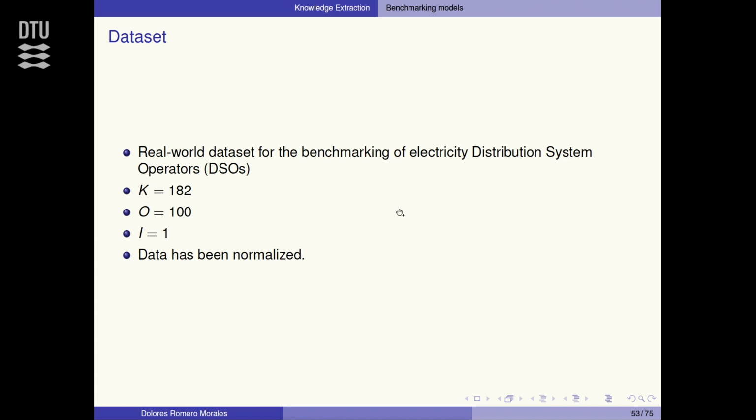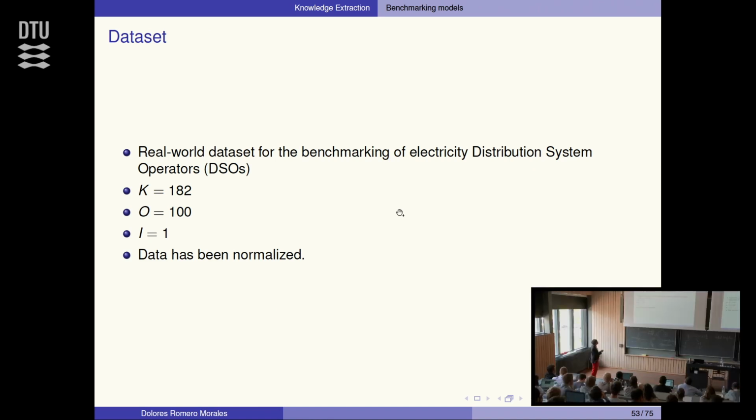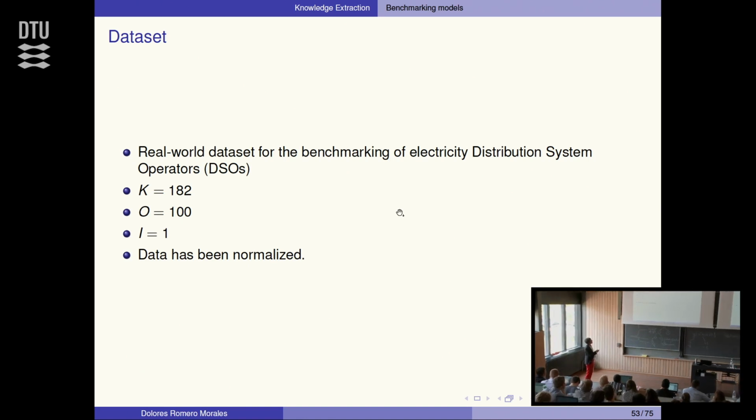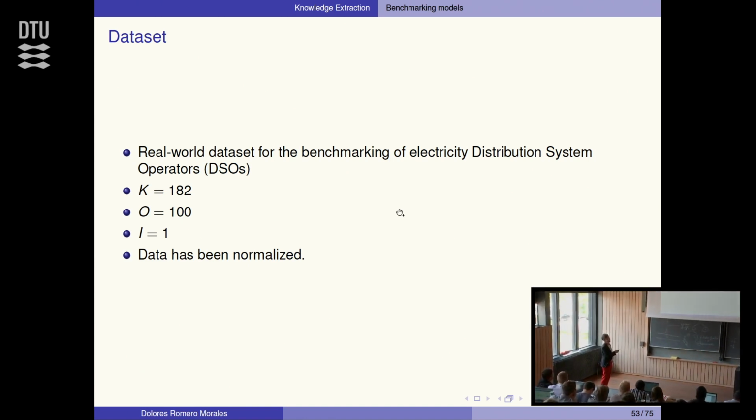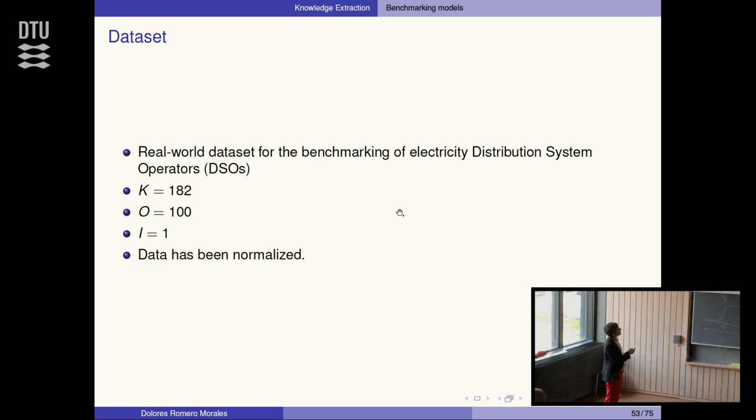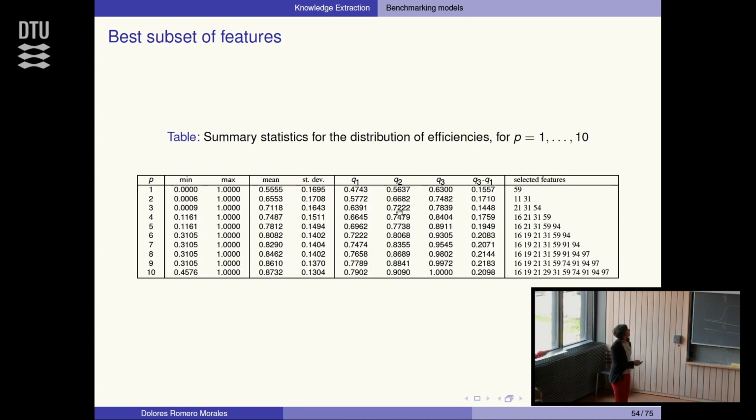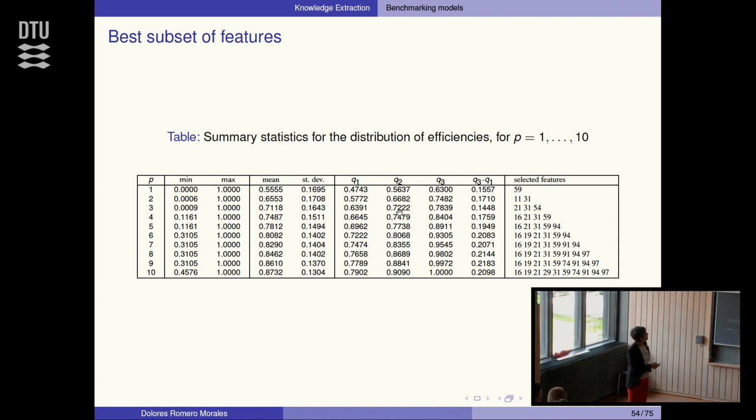It's 182 DSOs. We have simplified it, but we could have taken the whole data set. We have simplified to having 100 outputs and one input, but that doesn't matter. I mean, we can run everything on the whole data set. He advised that these were the most important to work with. And we normalize the data. This is very usual in machine learning. I'm hoping that you can visualize what I'm doing.